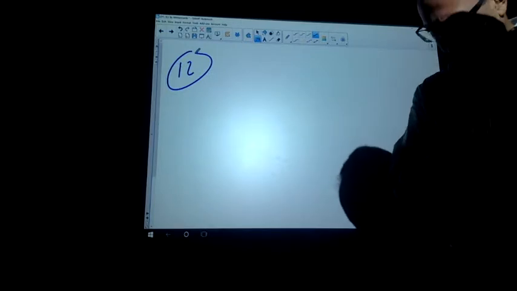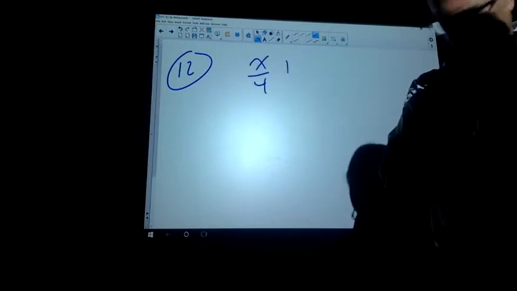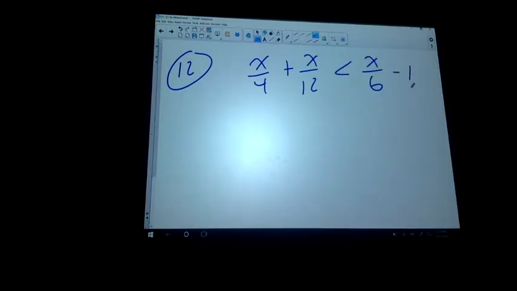Number 12. This one, is it x over 4 plus x over 12? This one? Yeah. All right. I have 4 terms, agree? And I have fractions, agree? What's the smallest number that 4, 12, and 6 all go into? 12. So I'll multiply this by 12 over 1, this by 12 over 1, this by 12 over 1, and this by 12, which is the same thing as 12 over 1.